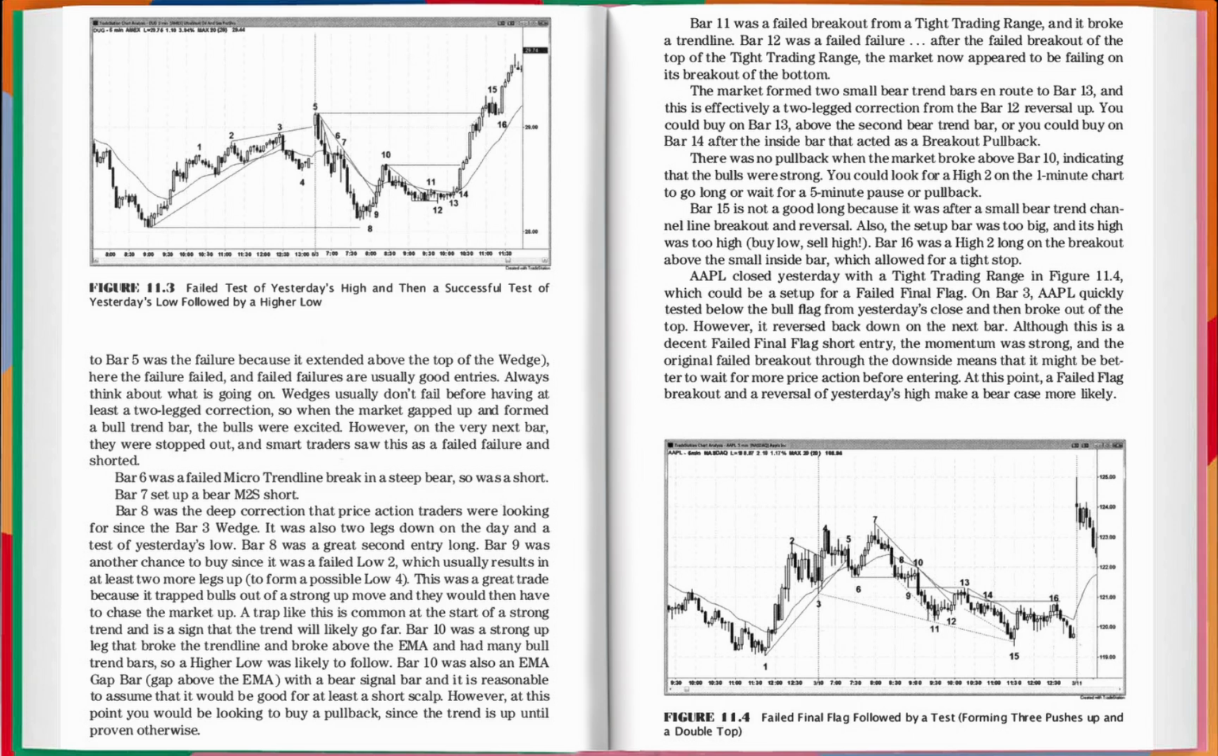Bar 15 is not a good long because it was after a small bear trend channel line breakout and reversal. Also, the setup bar was too big, and its high was too high. Buy low, sell high. Bar 16 was a high 2 long on the breakout above the small inside bar, which allowed for a tight stop.